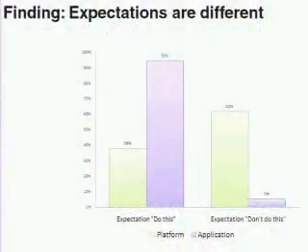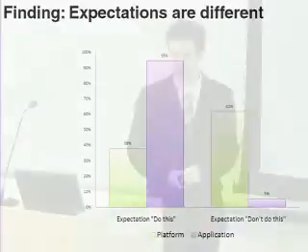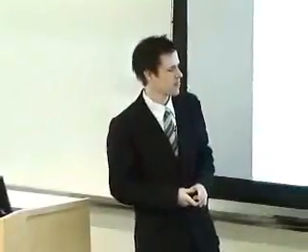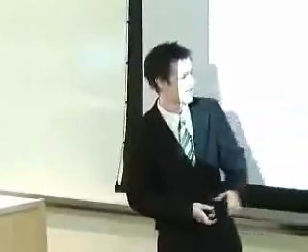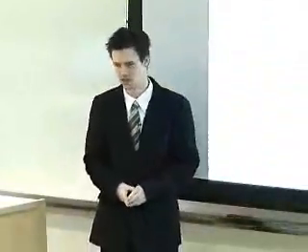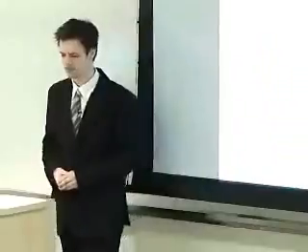So what we found here is if we graph the number of expectations of things to do, application is much higher. If we graph the expectation, don't do this, then platform. So platform primarily says, don't do this, don't do that. Effectively, be a good dependency and leave me alone.